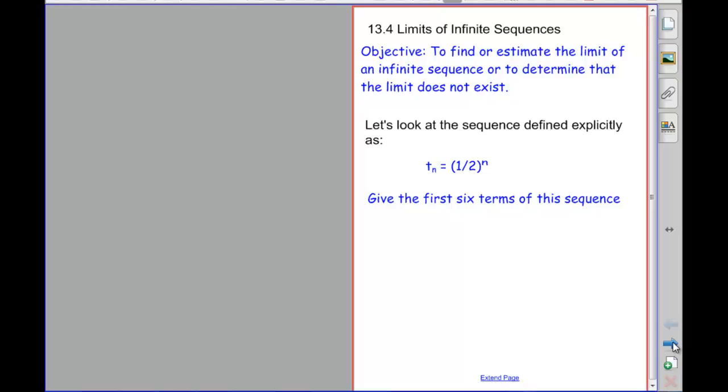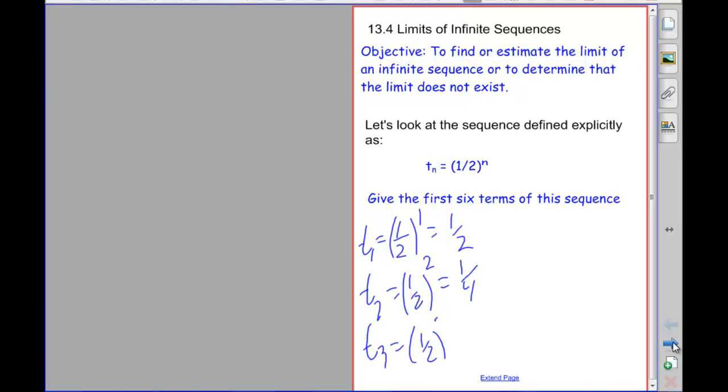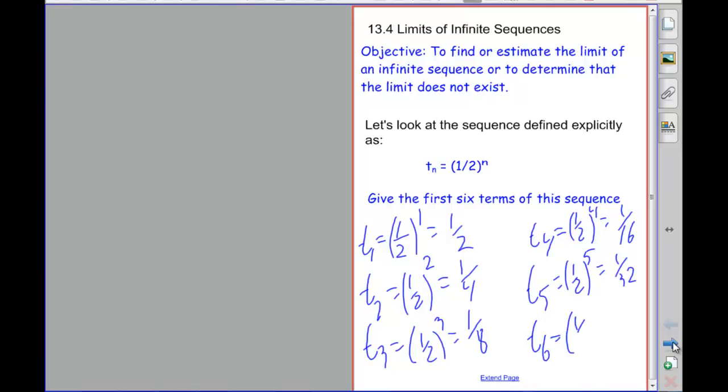Let's look at the sequence defined explicitly as a sub n equals a half to the n. I think you're familiar with this one, right? You keep cutting things in half. The first term is a half to the first, that's a half. The second term is a half to the second. The third term, a half to the third, so you get an eighth. The fourth term, 1/16. And the sixth term is 1/64.